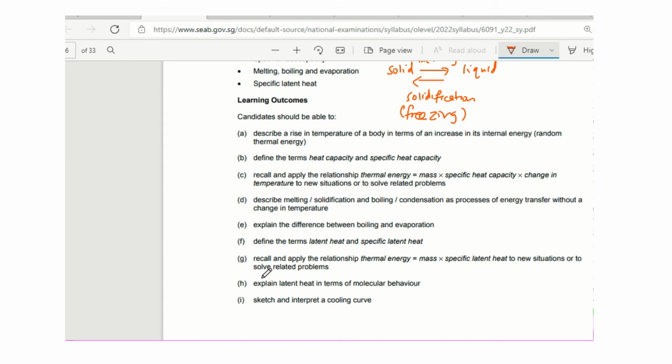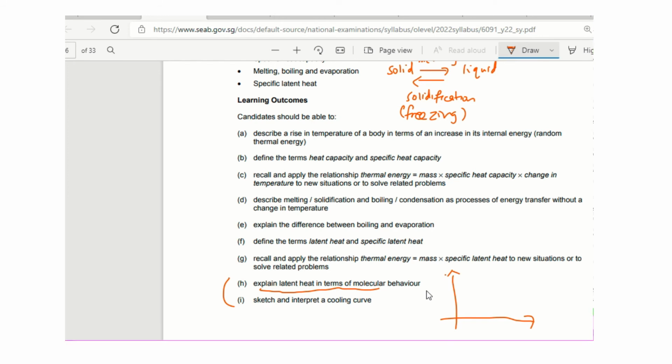Explain latent heat in terms of molecular behavior. I have explained just now. So what happens when there is a change in the state? For example, if I am going to heat a liquid, what happens is the energy that is supplied... Maybe what I'll do is I'll do heating and cooling together. So let's draw the cooling curve.